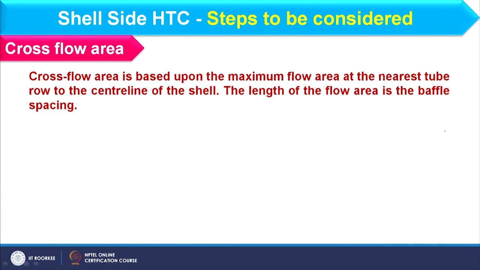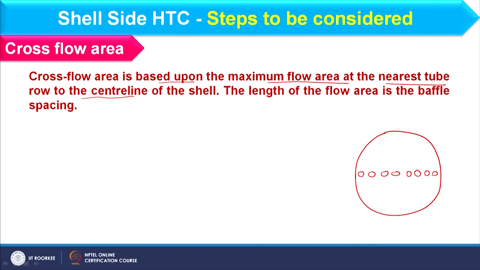Right. So, the first step is to find out the cross flow area. Now, what is that cross flow area? The cross flow area is based upon the maximum flow area at the nearest tube row to the central line of the shell. Now, if I consider the cross sectional view of the shell, and here I consider the central line, we can have tubes like this. So, the cross flow area which is considered in Kern's method is based on the maximum flow area, and the maximum flow area is of course obtained at the central line of the shell. So, how can we calculate the area in this?